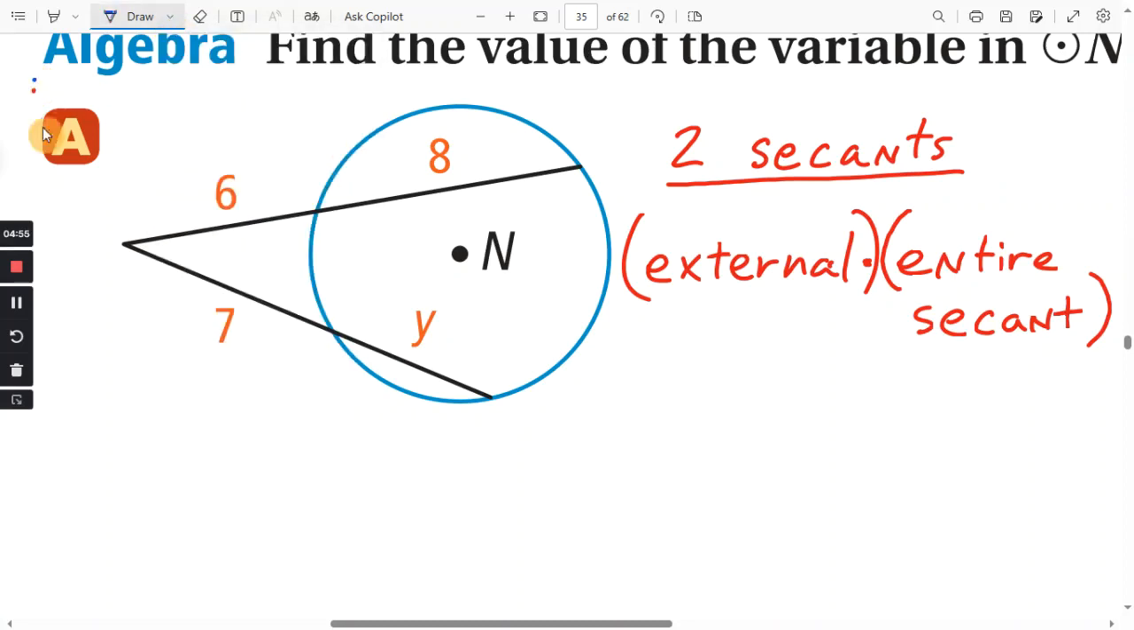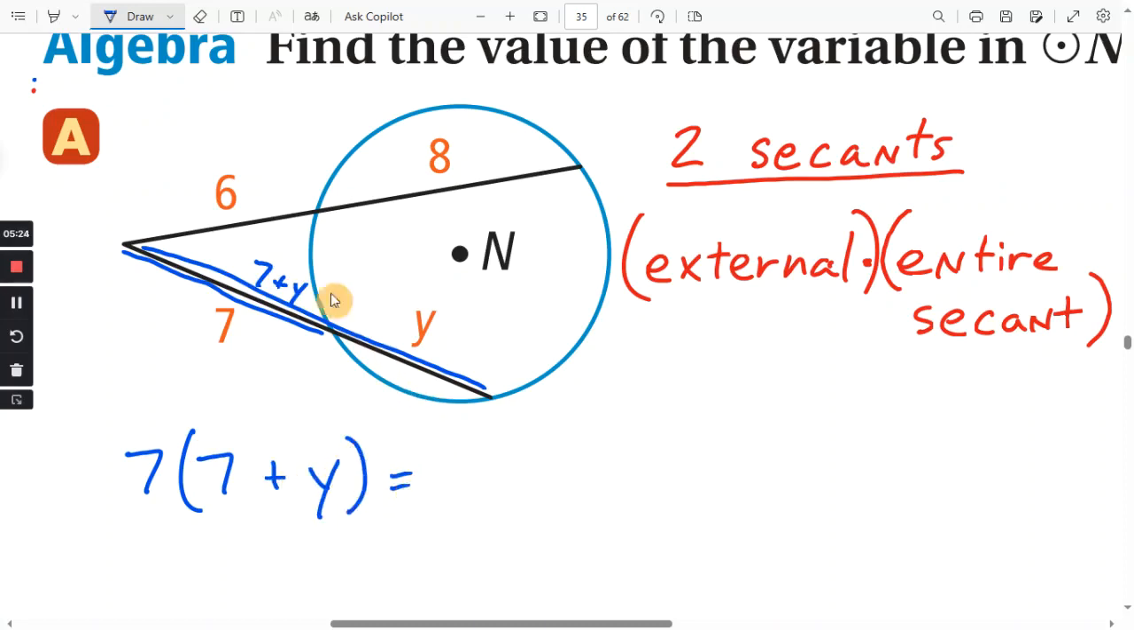So what would that look like? Well, the one on the bottom here, the external segment, is this right here. That's just 7. All right, and that's times the entire secant. If we did the entire secant here, we have 7 plus y. All right, so that whole thing is 7 plus y. And that equals the same thing on the other secant. The external is 6. And that's going to be times the whole thing, which is 6 plus 8.